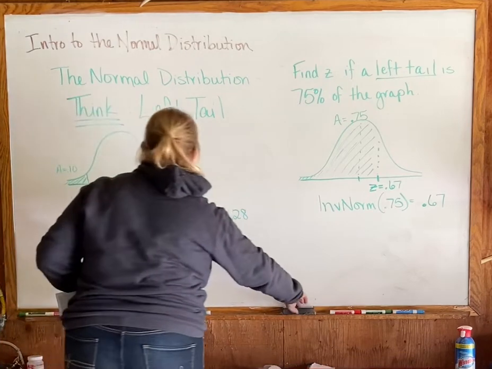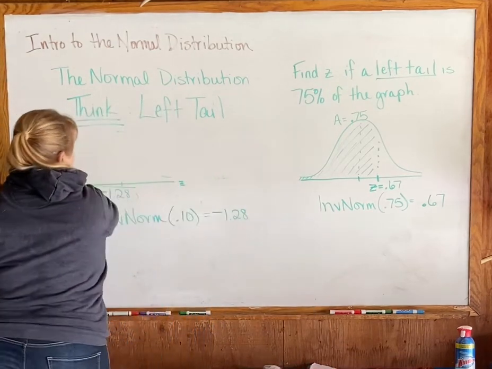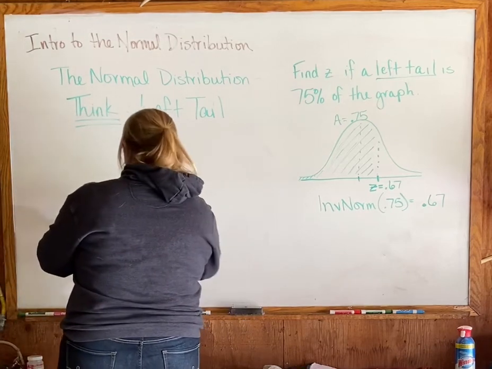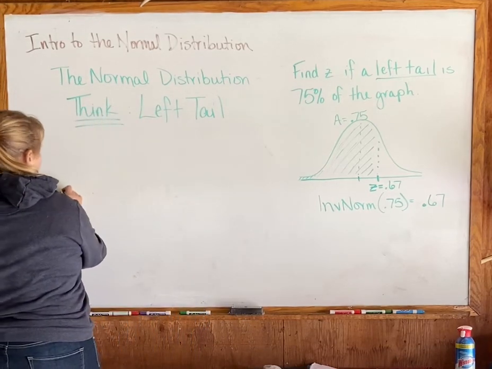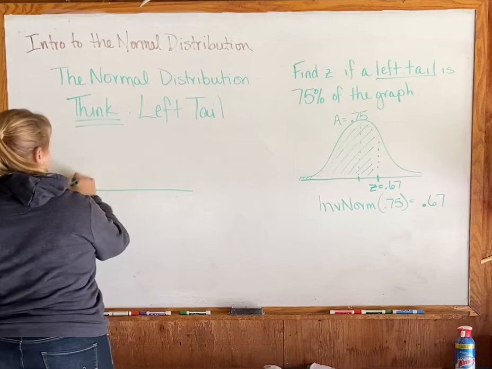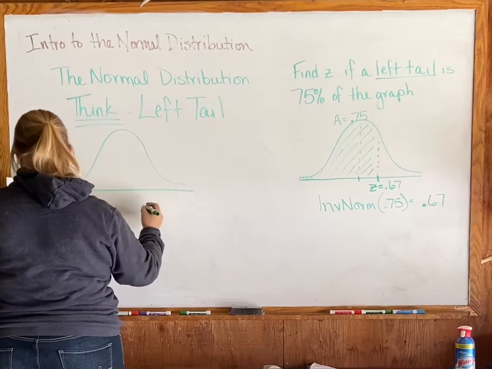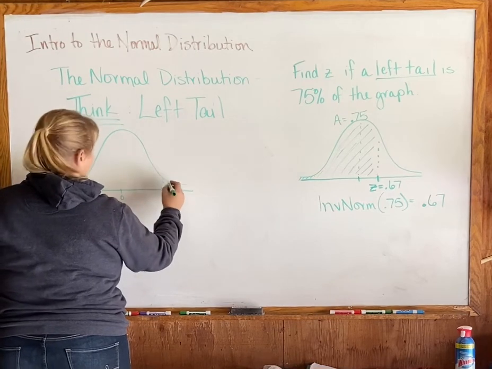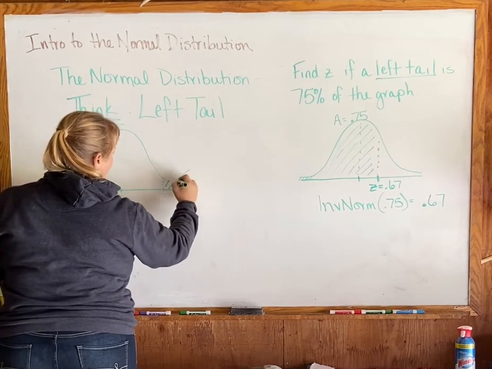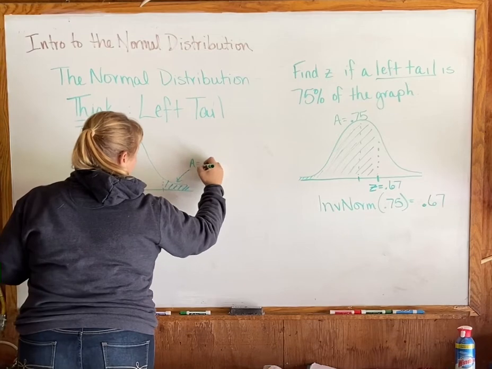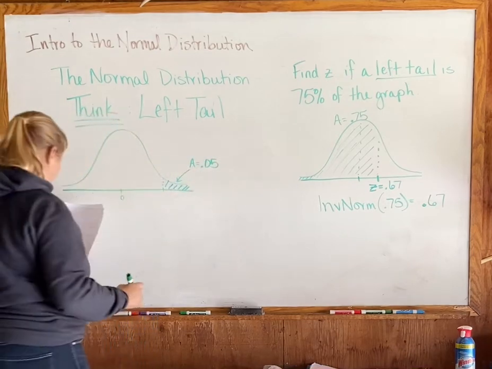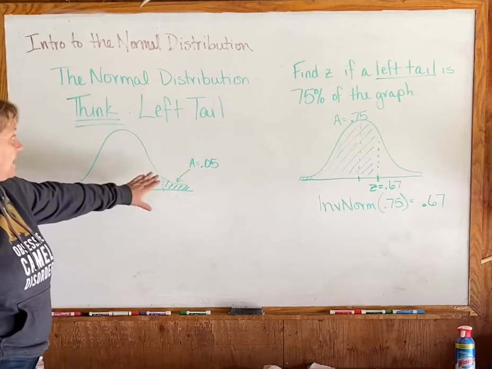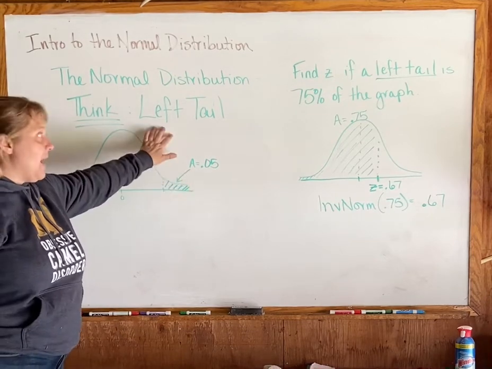Okay, so what happens when we're not given that left tail though? Let's look at a right tail. So let's say that we have this. So they give us this graph, and there's the middle. They give us this shaded area, and they tell us that this area is equal to 0.05. Now, this is a right tail, not a left tail.